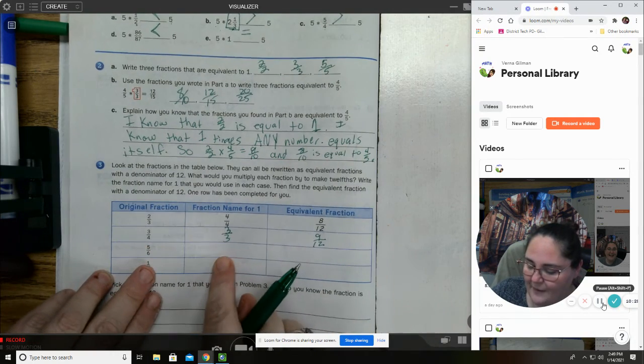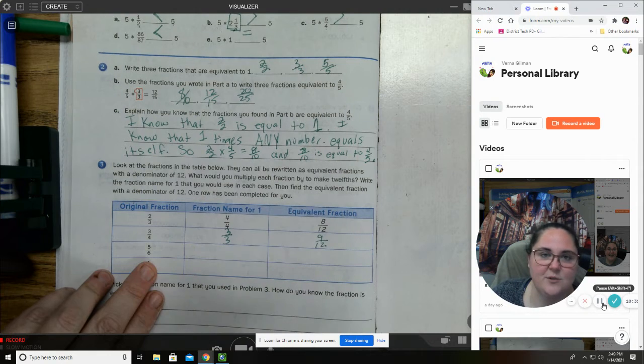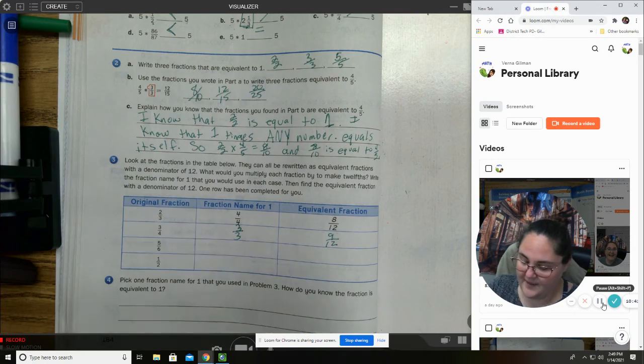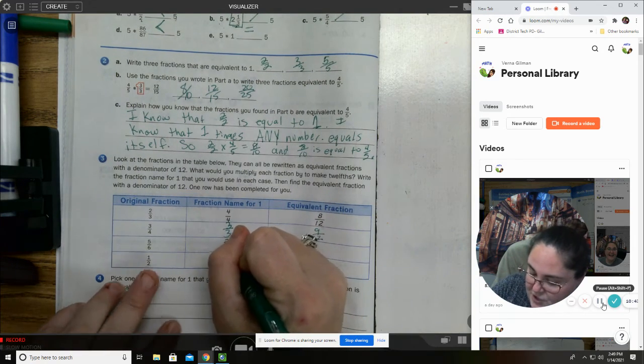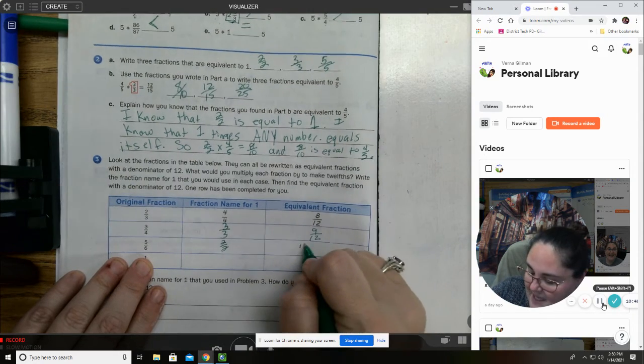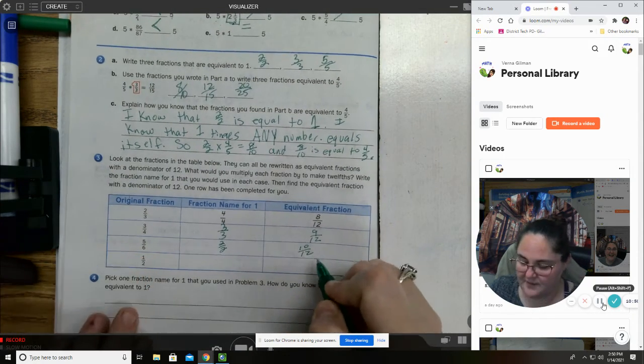I want you to find my fraction name that I will use for the next one, 5/6. What fraction that's equal to 1 will I multiply 5/6 by in order to make my denominator 12? All right, for this one, I'm going to multiply it by 2/2, and I know that because 6 times 2 equals 12. So 5 times 2 is 10, 6 times 2 is 12.